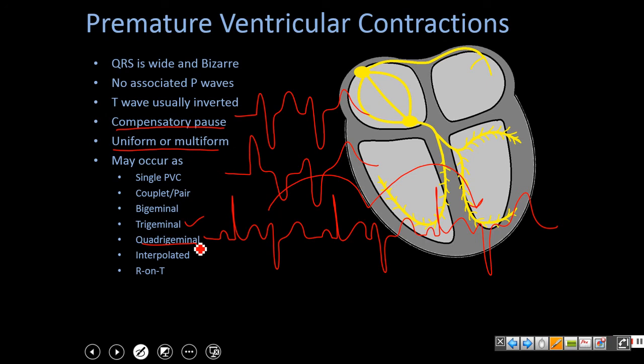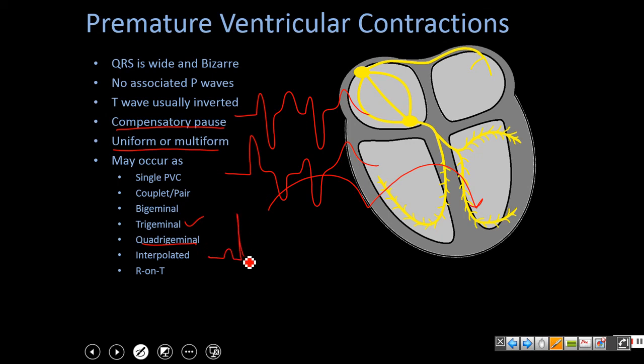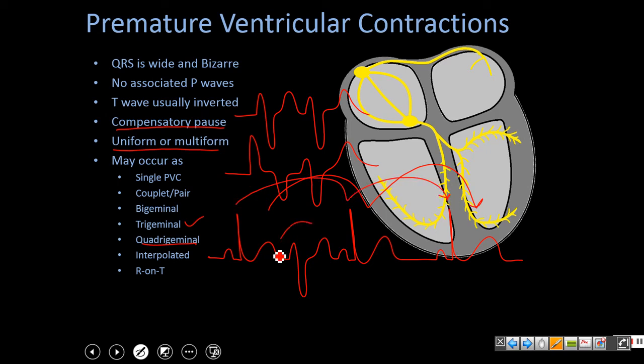Interpolated PVCs are when a PVC occurs right between two QRS complexes. So, for example, you'd have, and there's a PVC. Something like that. So the R to Rs are even, and a PVC is sandwiched right in between. That's an interpolated PVC.